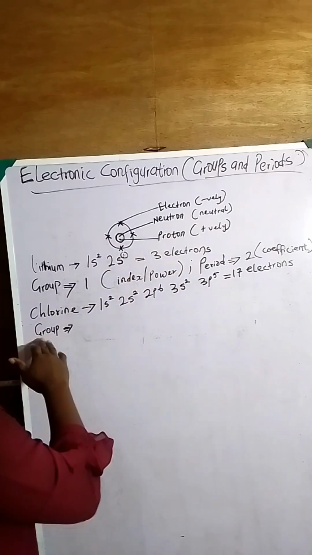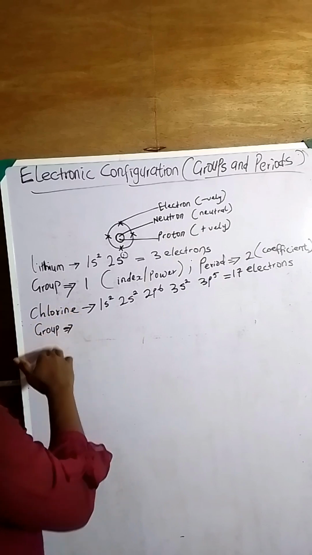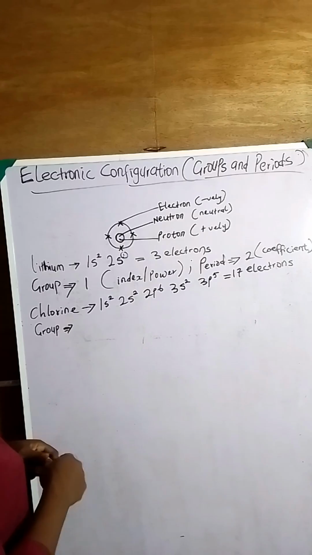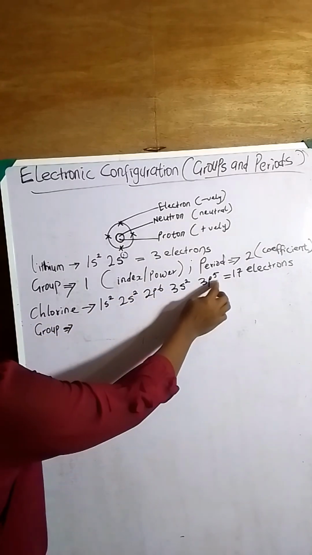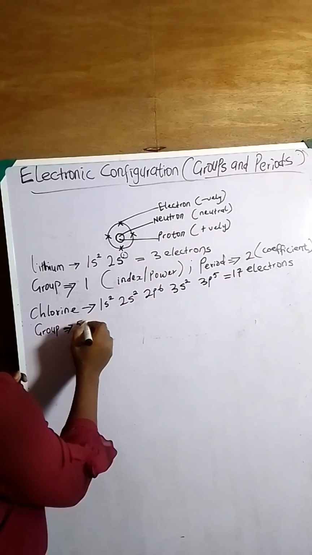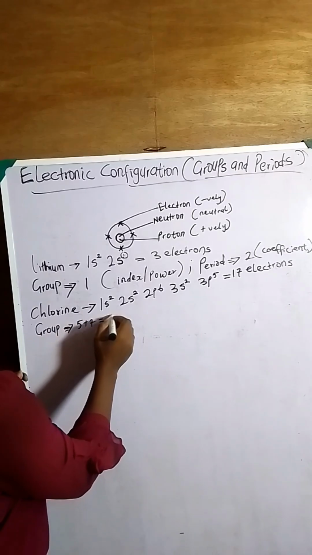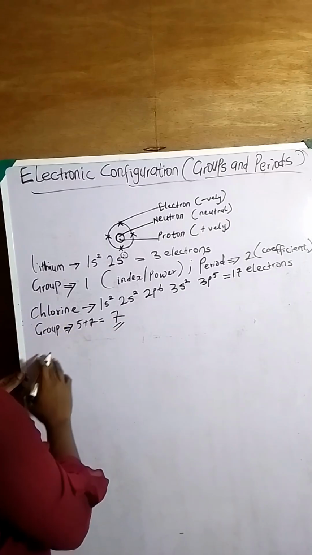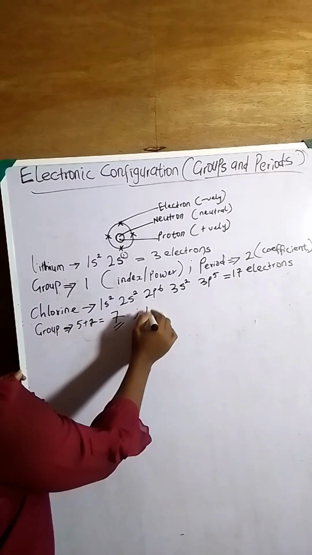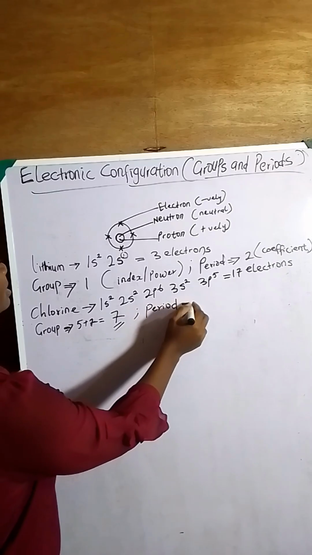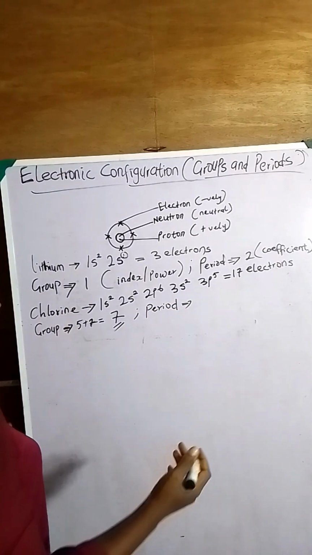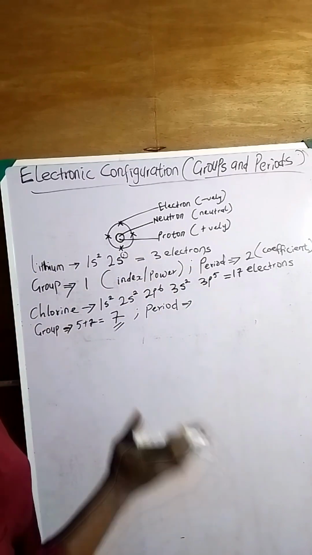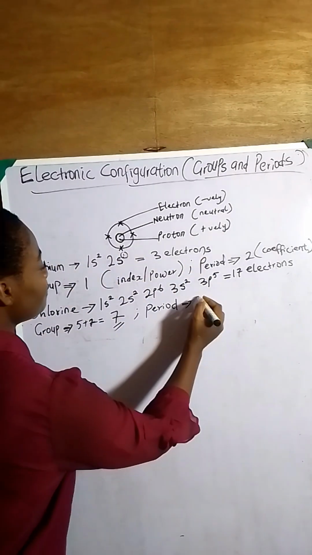Are you getting me? So in naming the group of which these elements belong to, how do I know it? For group, I will now say 5 plus 2, okay? 5 plus 2 equals 7. So for chlorine, it belongs to group 7. The period, how do we consider the period? By the coefficient. Are you with me? Good, by the coefficient. So what's the coefficient of the last one? 3. So it means that chlorine belongs to period 3.